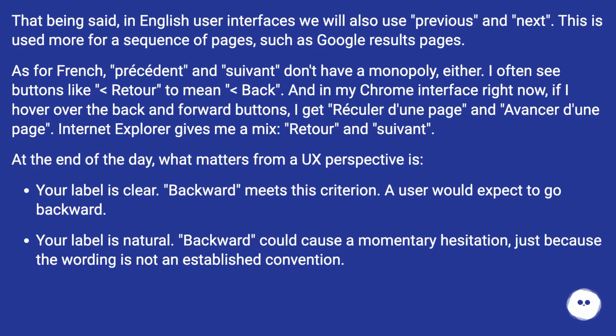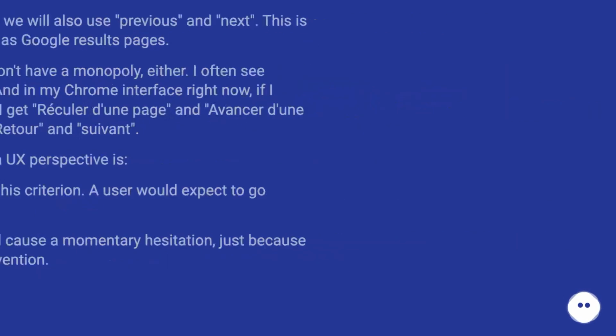At the end of the day, what matters from a UX perspective is your label is clear. Backward meets this criterion. A user would expect to go backward. Your label is natural. Backward could cause a momentary hesitation, just because the wording is not an established convention. Hope that helps. Bon chance.